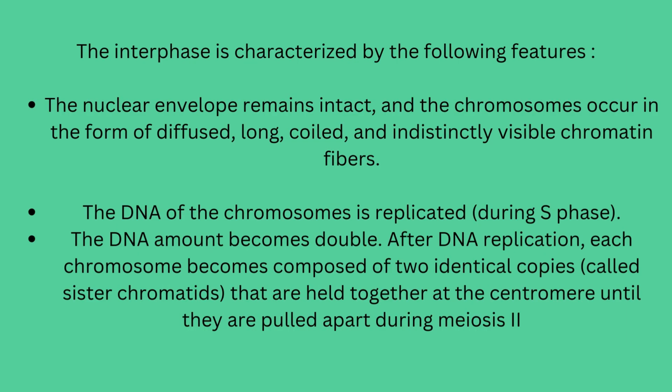The interphase is characterized by the following features. First, the nuclear envelope remains intact, and the chromosomes occur in the form of diffuse, long coiled and indistinctly visible chromatin fibers. Second, the DNA of the chromosome is replicated during the S phase. Third, the DNA becomes double. After DNA replication, each chromosome becomes composed of 2 identical copies, called sister chromatids, that are held together at the centromere until they are pulled apart during meiosis 2.